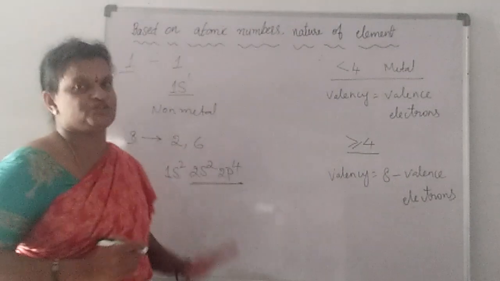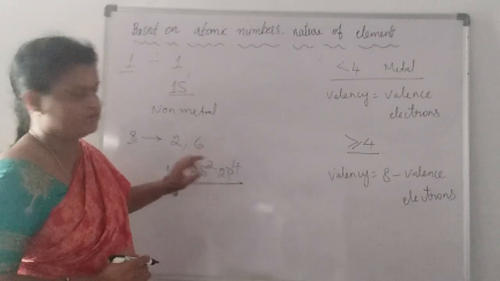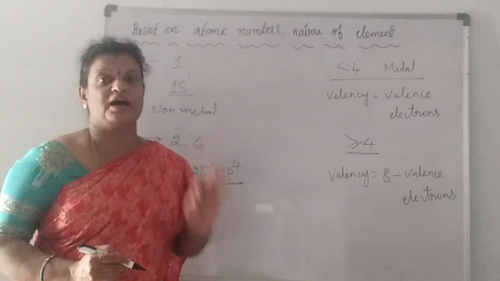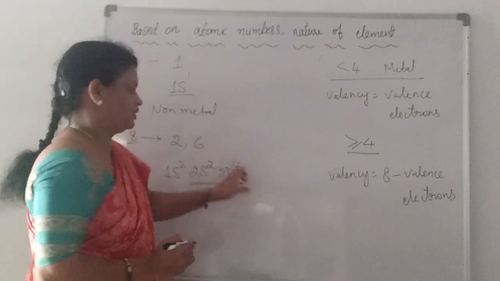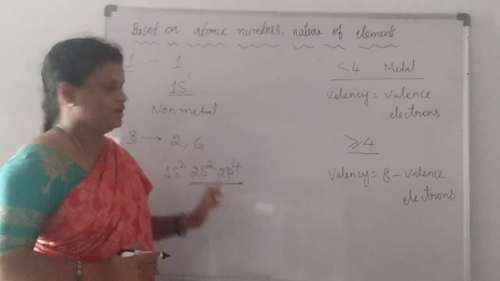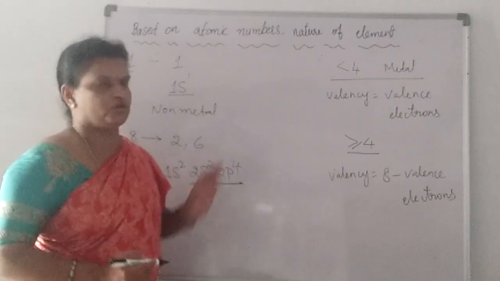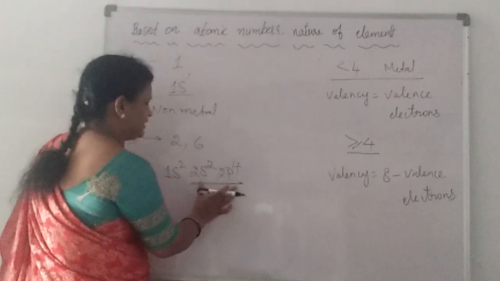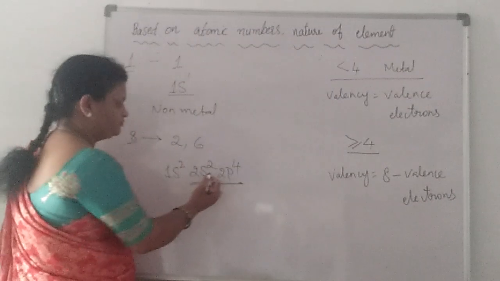Many students will make a mistake here. They will take only 2p4. But it is not the last subshell, it is the last shell. That is why we have to count the electrons of both subshells, the s subshell electrons and also the p subshell electrons. We have to count 2 plus 4. Totally the number of electrons in the valence shell is 6. So 6 valence electrons are present here.